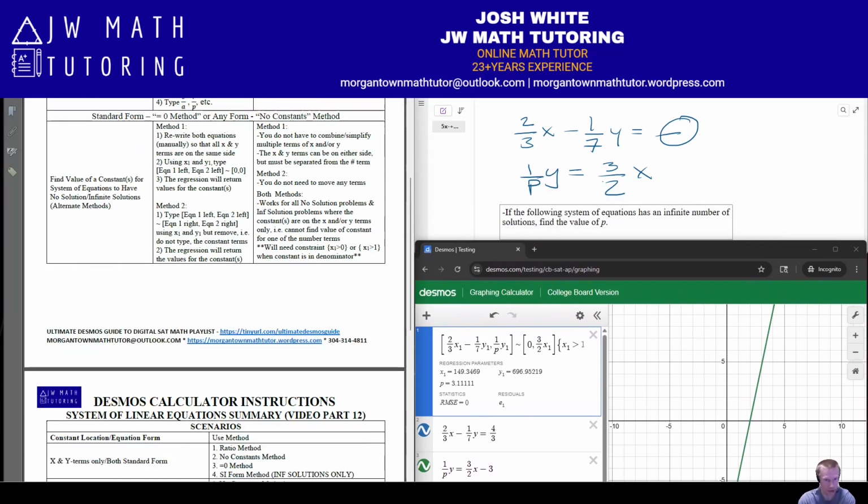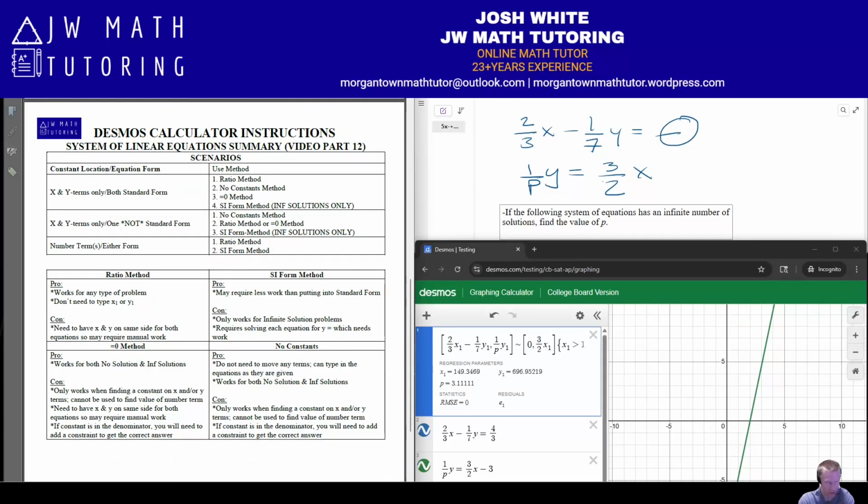Okay, let's go to the second page of this sheet now. To briefly summarize, at the top I have some different scenarios and my ranking of which method I would prefer to use. Notice a couple things. First of all, if you have to find the value of a number term, a constant term, it doesn't matter what form it's in, you can't use the last two methods. You have to use either the ratio method or the slope-intercept form method. And of course, that would only apply to an infinite solution problem as well.